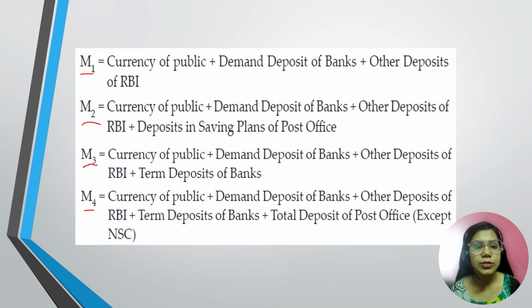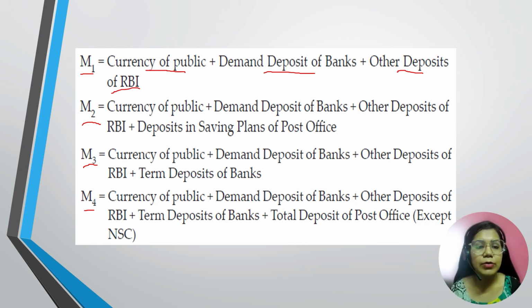First, let's read about M1. M1 included currency of the public, or we can say cash in the hands of the public, plus the demand deposits of the bank, or we can say the deposits on demand or checkable deposits in the banks, plus other deposits of the RBI, which is our central bank. Now see, the M1 and M aggregates are different, so don't confuse them.